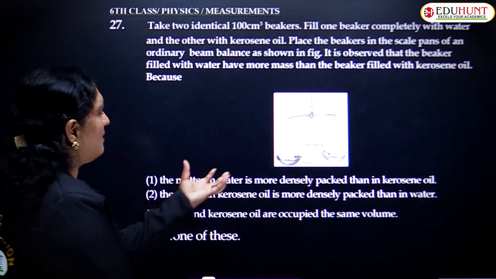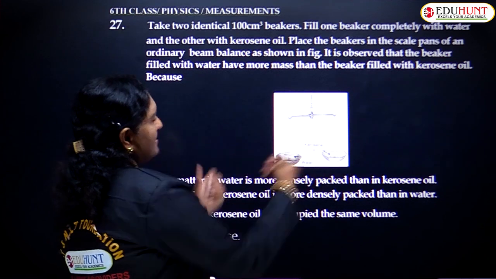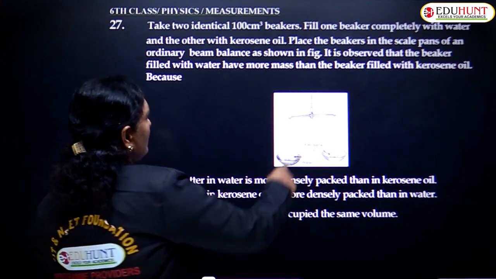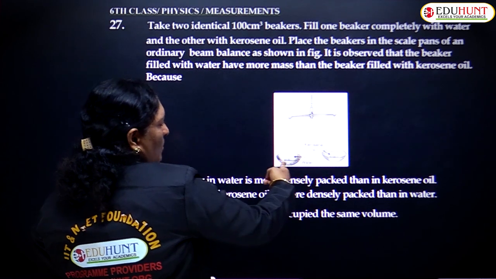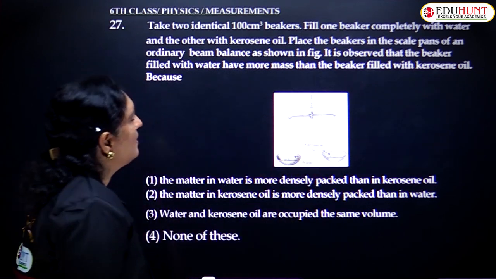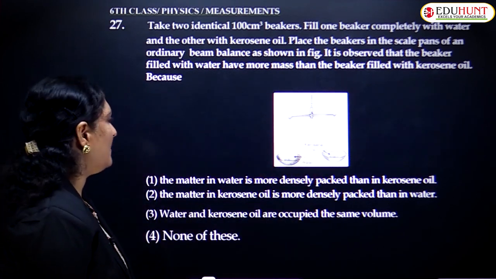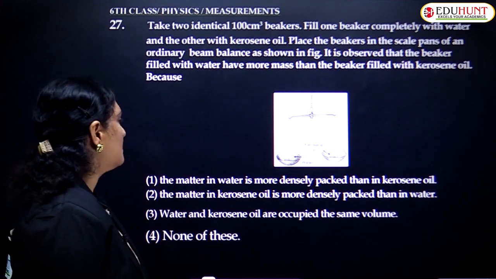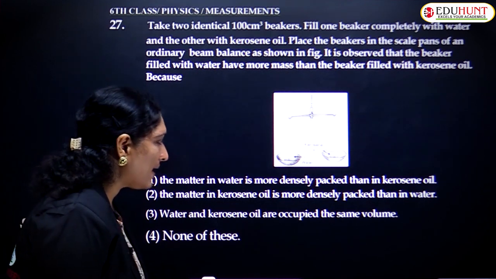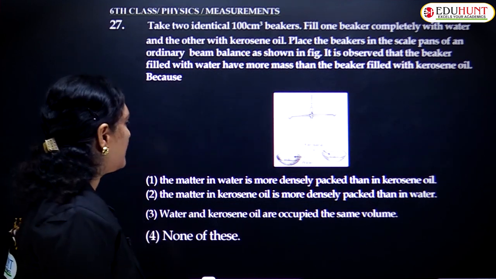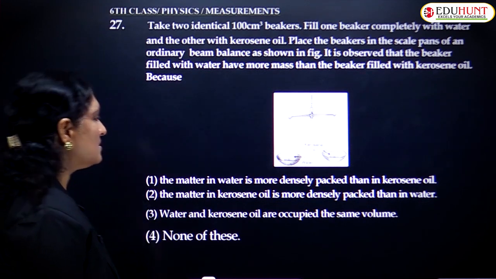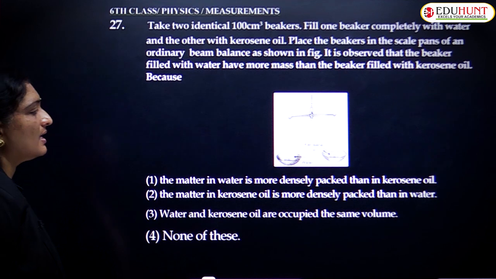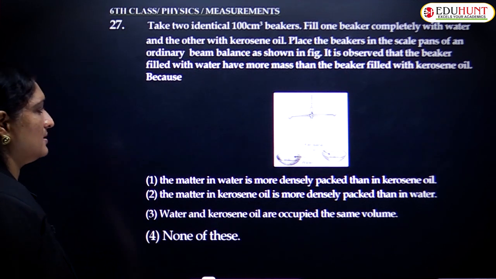Place the beakers in the scale pans of an ordinary beam balance as shown. It is observed that the beaker filled with water has more mass because it is coming down now. So here more mass and here less mass. Then the beaker filled with kerosene oil, because what is it? The matter in water is more densely packed than in kerosene oil. Matter in kerosene oil is more densely packed than in water. Water and kerosene oil occupy the same volume, or none of these.